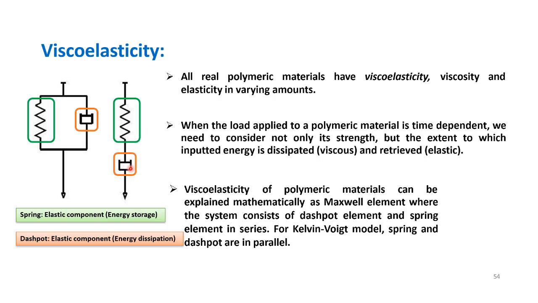The viscoelasticity of a polymer can be explained mathematically by a Maxwell element, where the system consists of a dashpot element and a spring element in series. This is the Maxwell element, the one in series, and the one having the parallel arrangement is the Kelvin-Voigt model, where the spring and dashpot are in parallel.